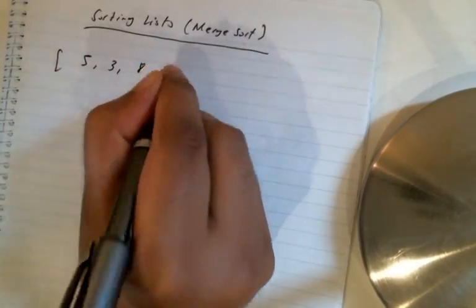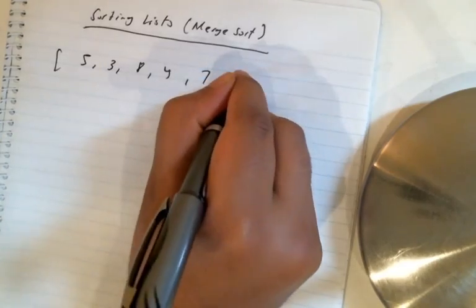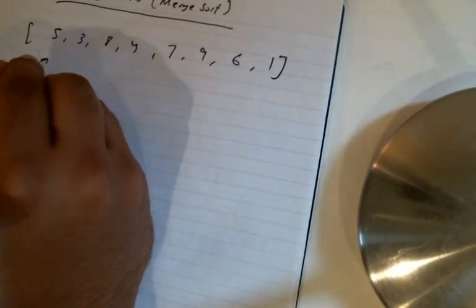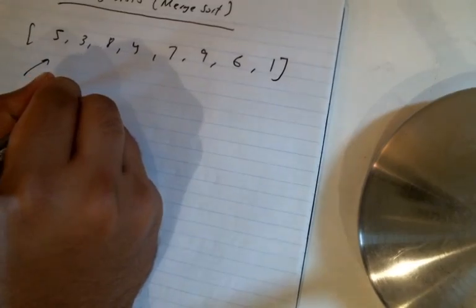This is an algorithm called merge sort, and it essentially sorts lists quite quickly. So here's the idea. Let's say I have an unsorted array. Let's say 5, 3, 8, 4, 7, 9, 6, 1. Okay? This is an unsorted array.